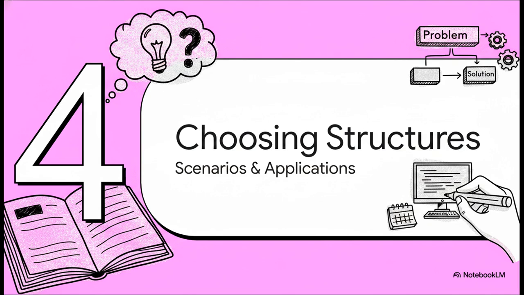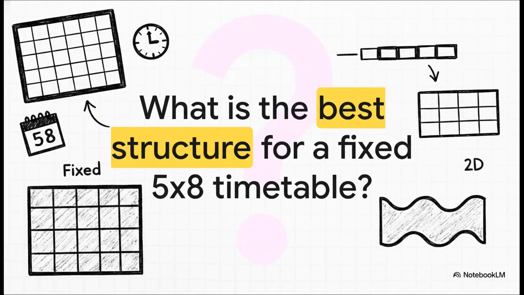Section 4. Choosing the right structure. Scenarios and applications. When you're evaluating real-world software requirements, you'll often need to justify why you're using a specific structure. Here's your first scenario. You're hired to code a school timetable. It's a grid, it has exactly 5 days of the week and 8 class periods per day. This structure is known entirely in advance. Think about what we've learned so far. Do we need a fixed or dynamic structure? Do we need 1D or 2D?